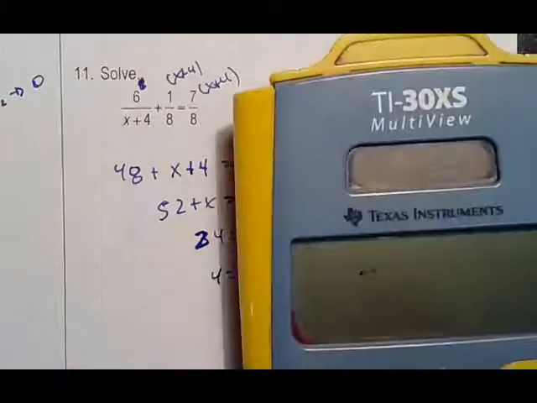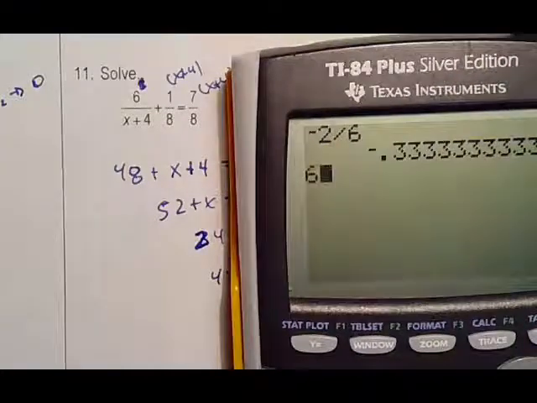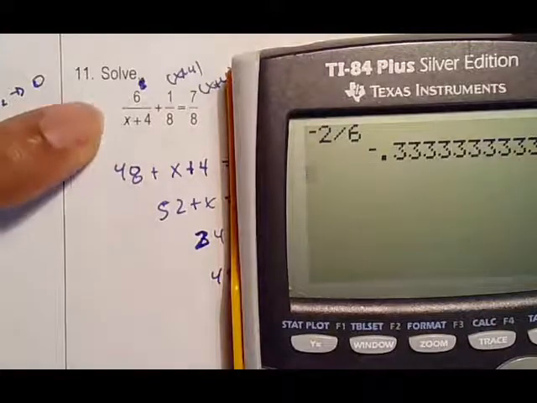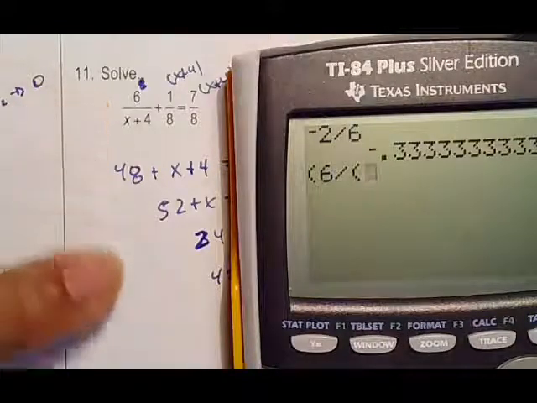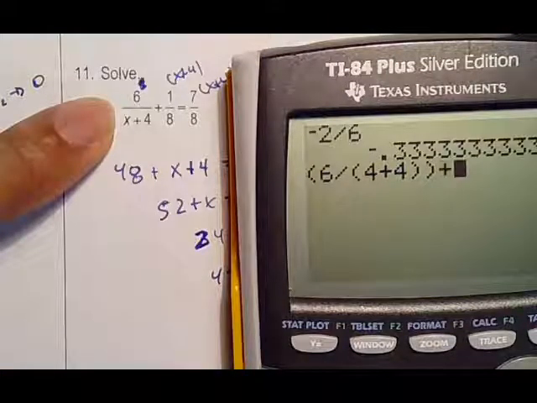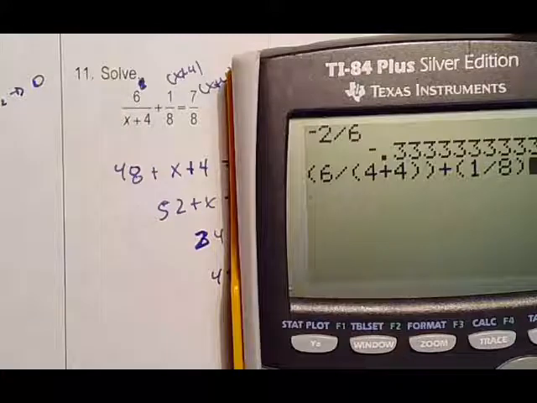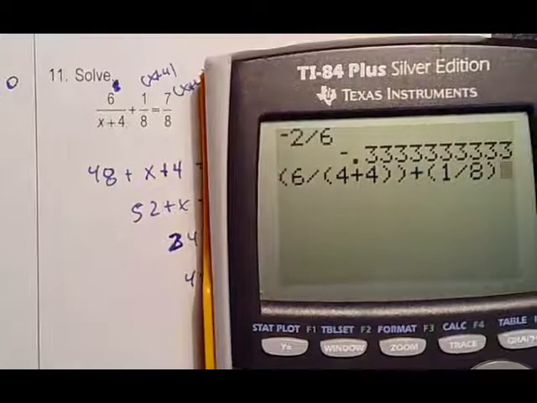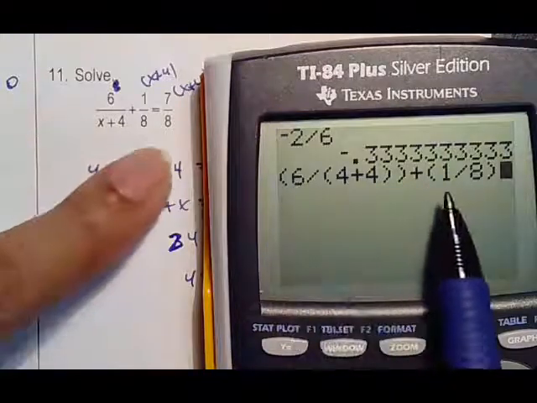And again, you can check that with this calculator. I'll show you how. 6. I'm going to put this fraction in parentheses. So parentheses 6 over parentheses 4 plus 4 close, plus 1. I'll put this in parentheses also because I don't want anything getting mixed in. So with this calculator, if you want your fractions to be added, subtracted, or manipulated, I'd put them in their own parentheses. So you have 6 over 4 plus 4 in its own group, 1/8 in its own group.